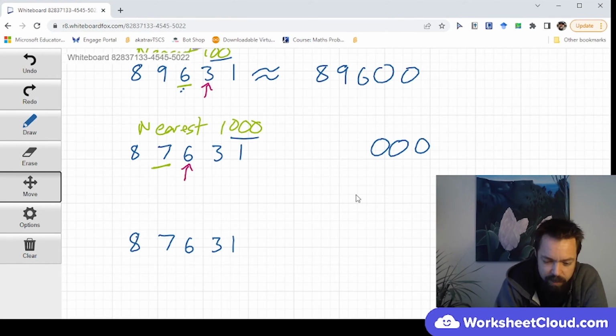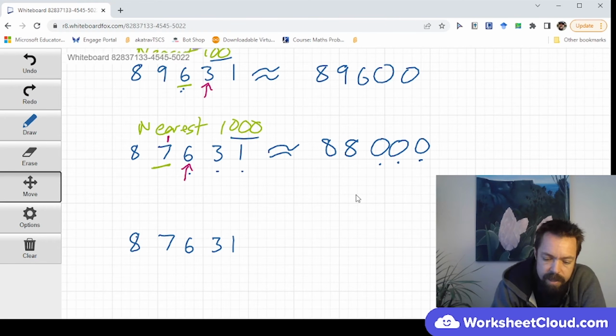Okay, but back to over here, we said 6 rounds up, and so this time, instead of leaving the 7 alone, we're going to add 1 to it. So our answer is now going to become, there's my 3 zeros, 4, 0, 0, and 0, and my 7 and 1 is 8, and the 8 in the front stays the same, and so my answer in the nearest 1,000 is 88,000, and that's my answer.